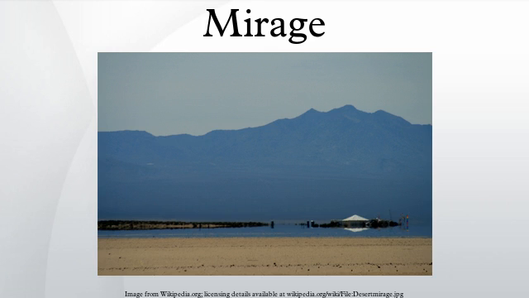A mirage is a naturally occurring optical phenomenon in which light rays are bent to produce a displaced image of distant objects or the sky. The word comes to English via the French mirage, from the Latin mirari, meaning to look at, to wonder at. This is the same root as for mirror, and to admire.